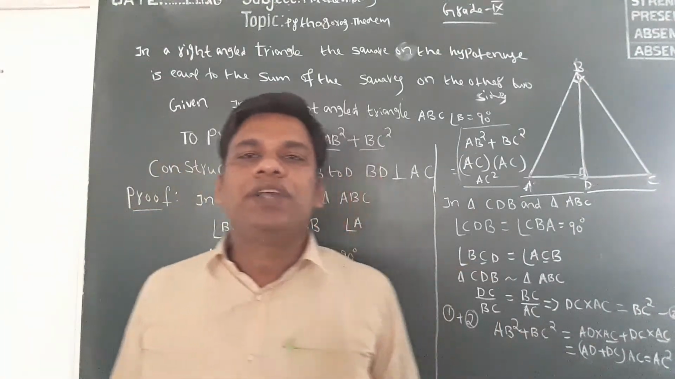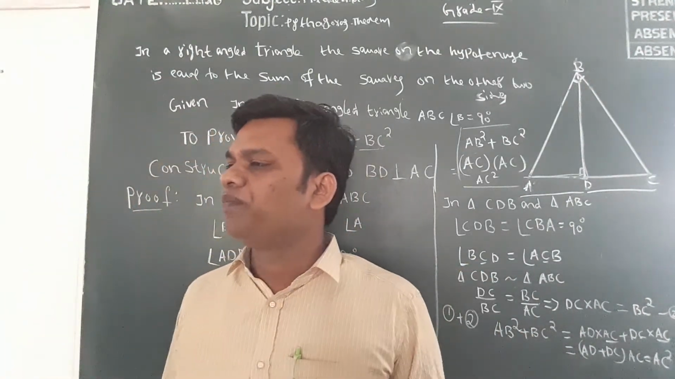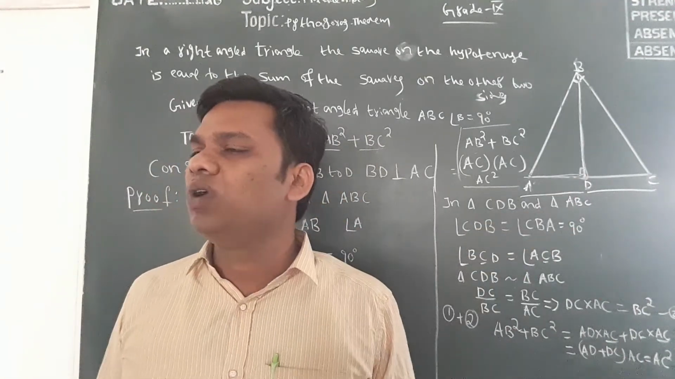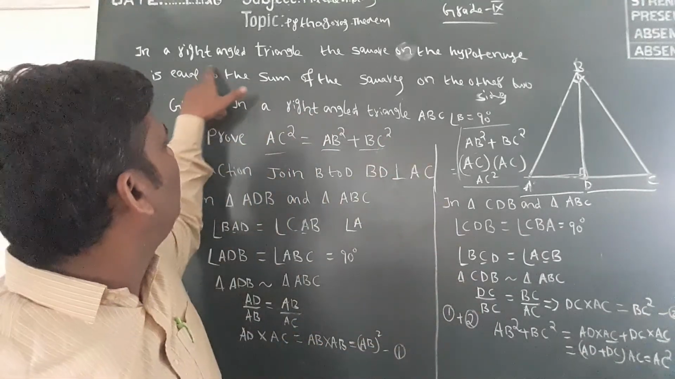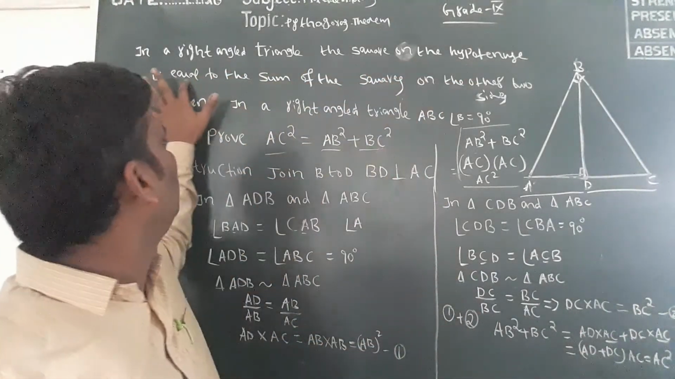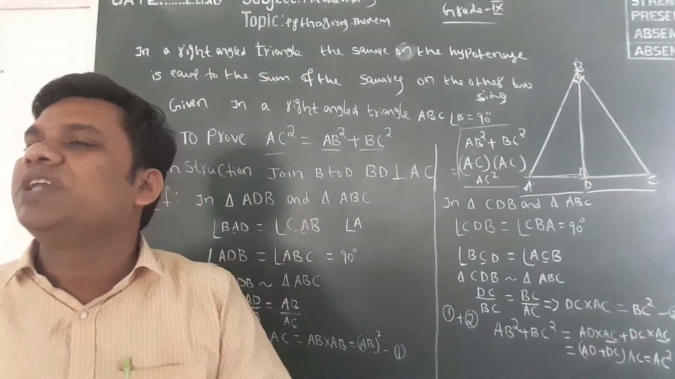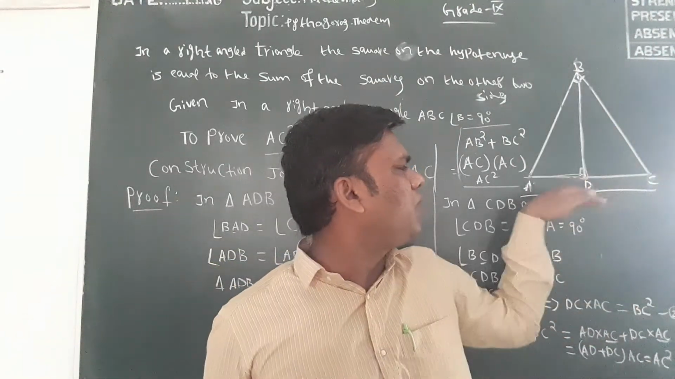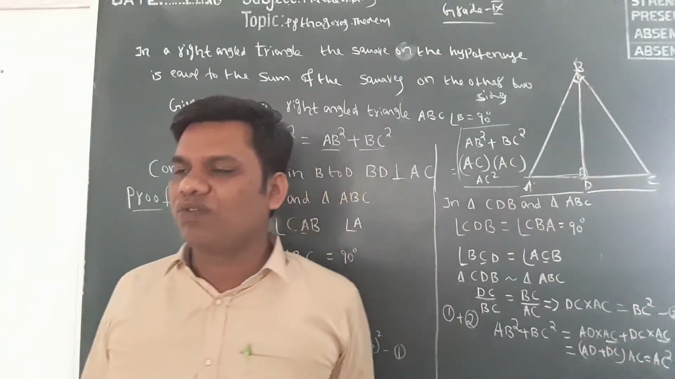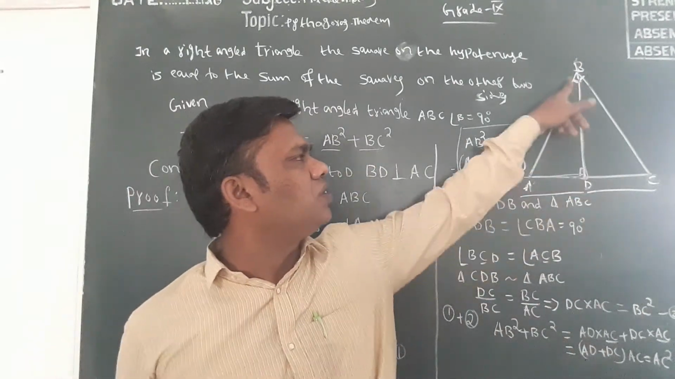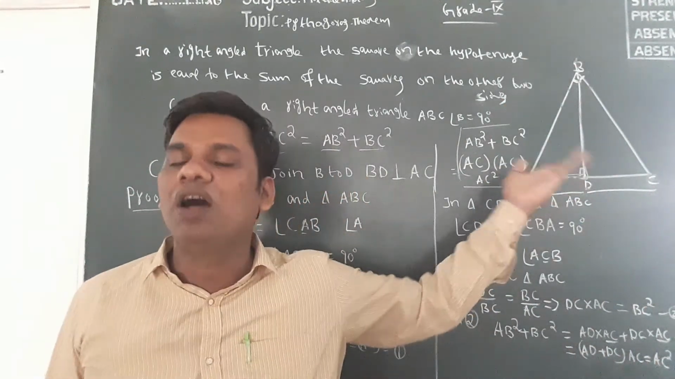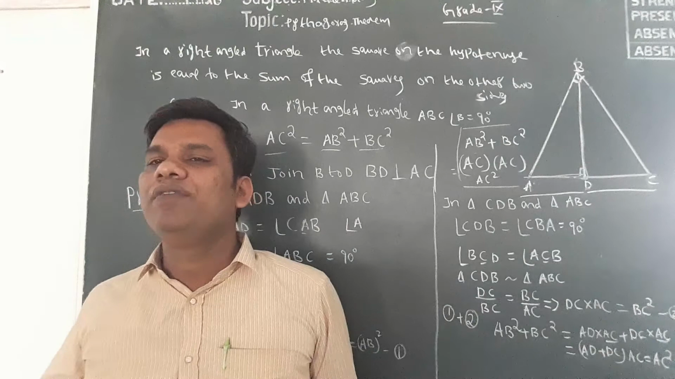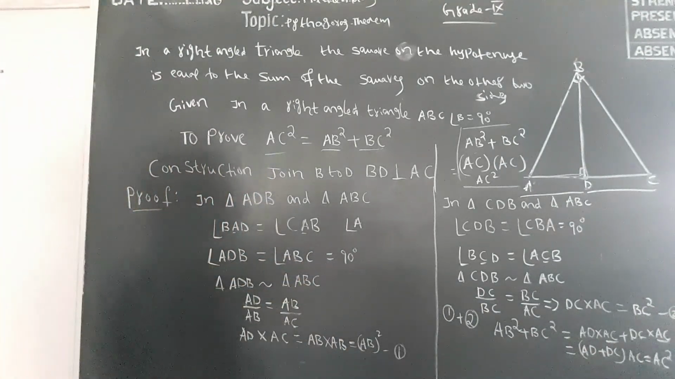This is the Pythagoras theorem. So means what? In a right angle triangle, the square of the hypotenuse is equal to the sum of the squares on the other two sides. Simple, remember: hypotenuse square equals side square plus side square. AC square equals AB square plus BC square in our diagram. At B it is 90 degrees, that you have to observe. Very important.